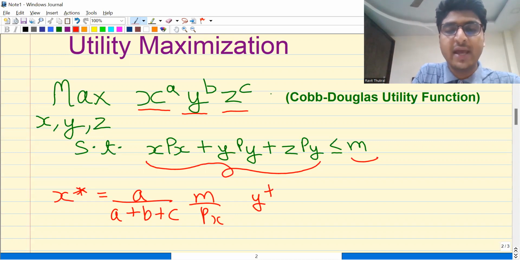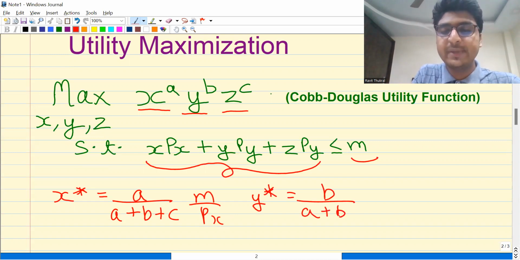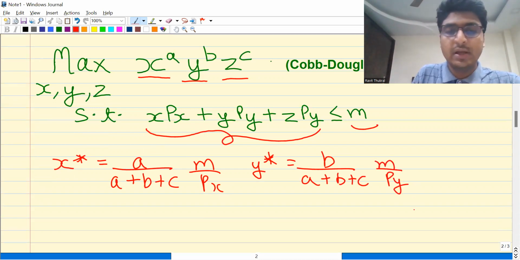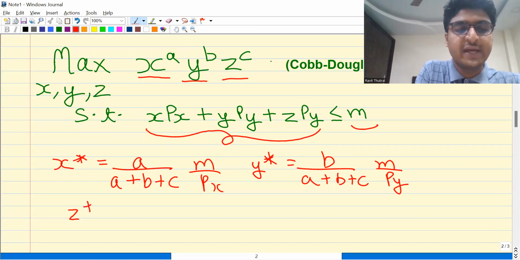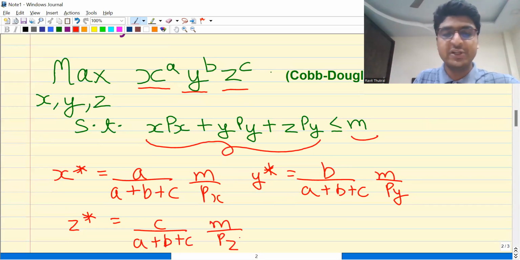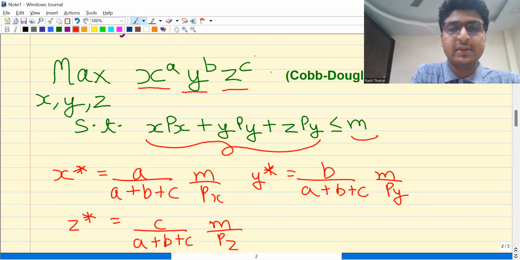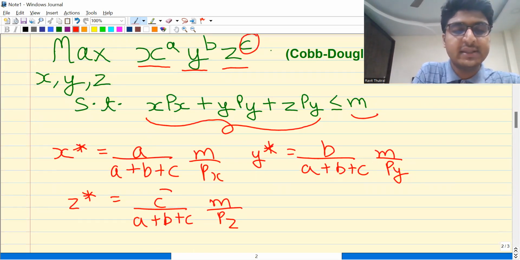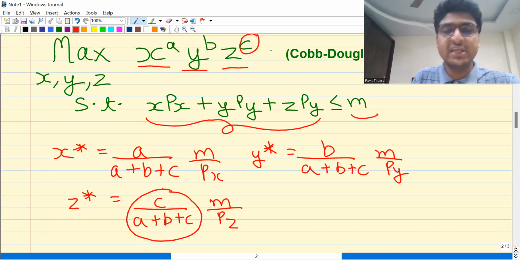The optimal choice of good y will be b upon a plus b plus c, m upon py, and the optimal choice of z will be c upon a plus b plus c, m by pz, which means since the weightage for z here is c, we'll be spending c upon a plus b plus c proportion of the income on good z.